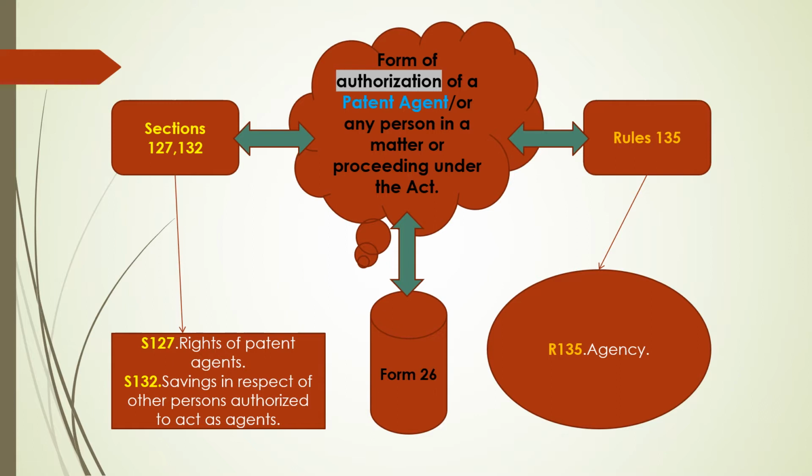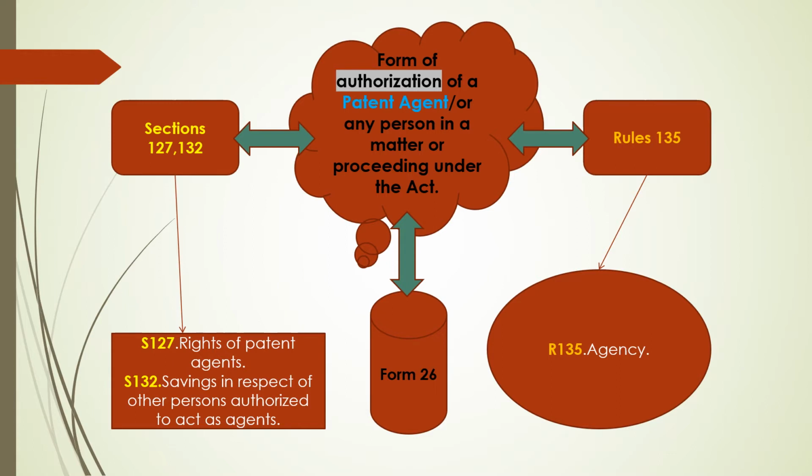Section 127 talks about rights of patent agents. Section 132 talks about savings in respect of other persons authorized to act as agents. That means it also revolves around the word agents or patent agents. And 135 is about agency, that is the institution.